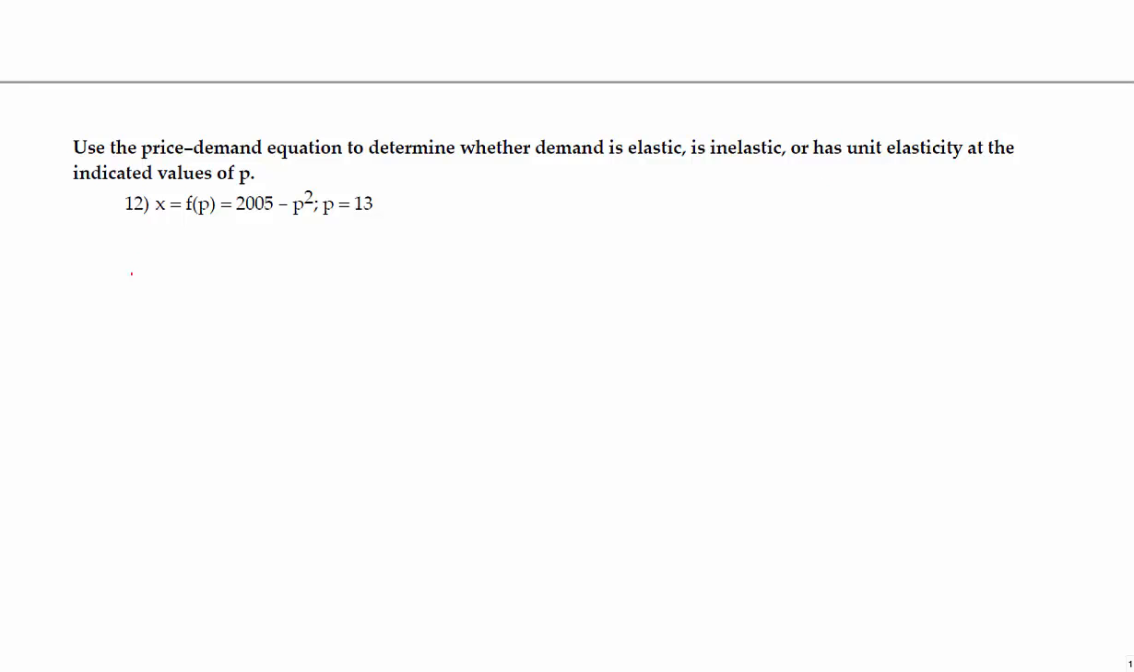My formula for elasticity: E of p is equal to negative p times f prime of p over f of p. Also, if E of p is greater than 1, we say it is elastic. And if it's elastic, that means we're going to have a big change. So the demand will decrease by a lot and our revenue will decrease. If the elasticity is less than 1, then it is inelastic.